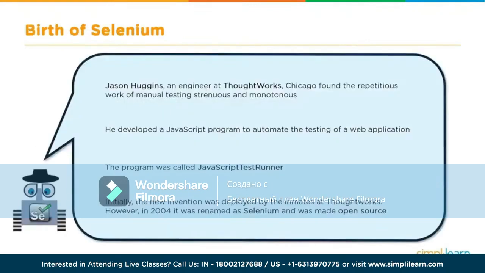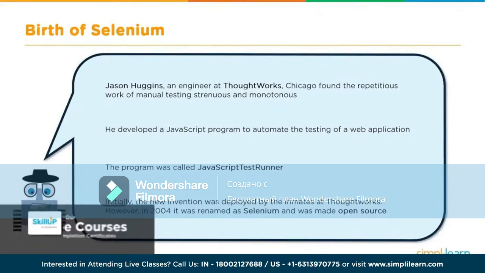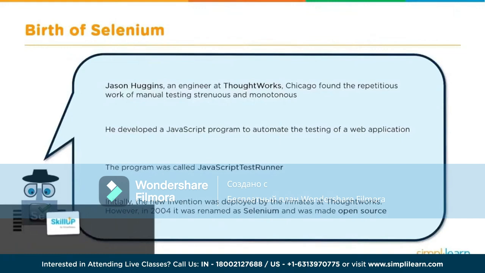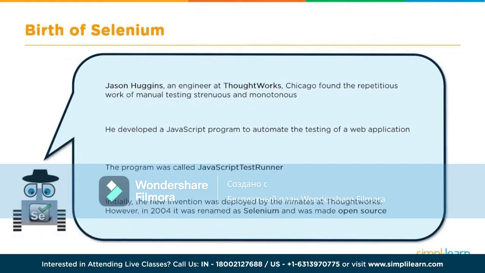Birth of Selenium. Much before Selenium, there were various tools in the market, like say RFT and QTP, just to name a few popular ones. Selenium was introduced by a gentleman called Jason Huggins way back in 2004. He was an engineer at ThoughtWorks and he was working on a web application which needed frequent testing. He realized the inefficiency in manually testing this web application repeatedly. So what he did was he wrote a JavaScript program that automatically controlled the browser actions, and he named it JavaScript Test Runner. Later, he made this open source and this was renamed as the Selenium Core. And this is how Selenium came into existence.